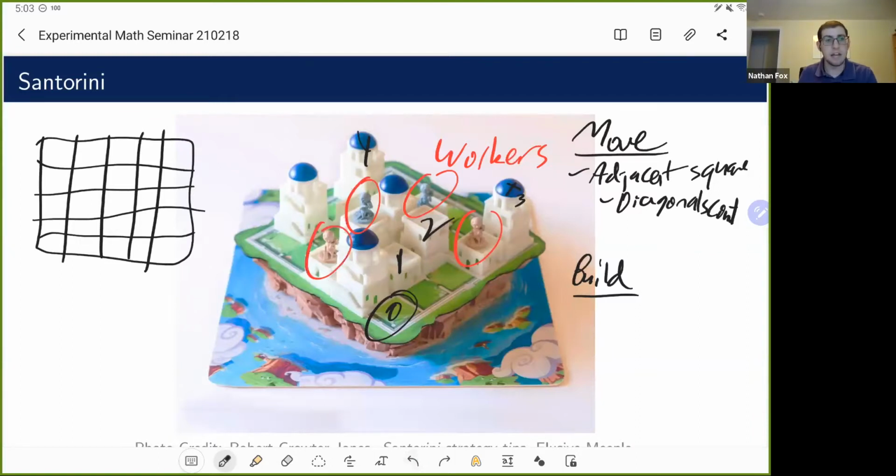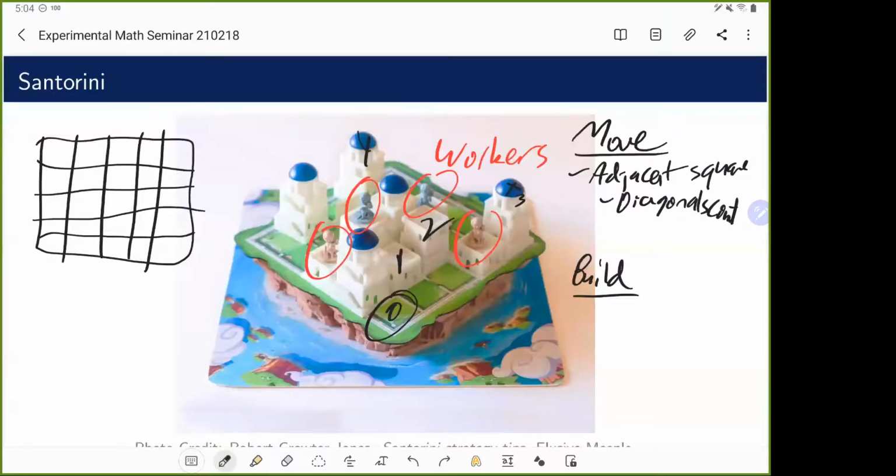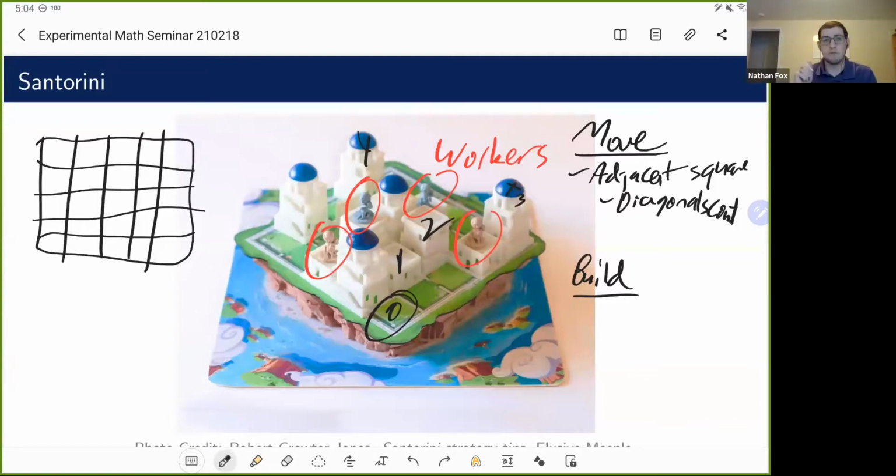But there are 2 other restrictions on this. One question: you move just one of your workers or both of your workers? You move one of your workers. You can choose which worker, but you only get to move 1 worker per turn. Can I move through buildings? As I said, you can move this worker here to this 1, which would be, quote unquote, moving through buildings. So yes, you can do that.